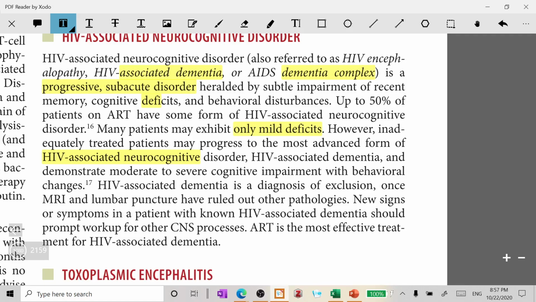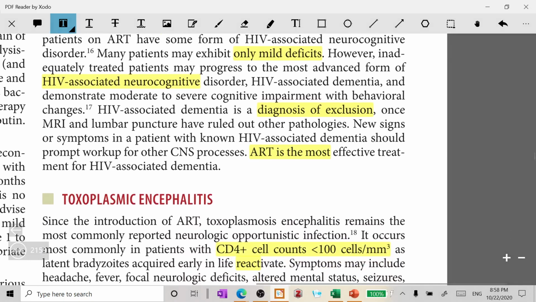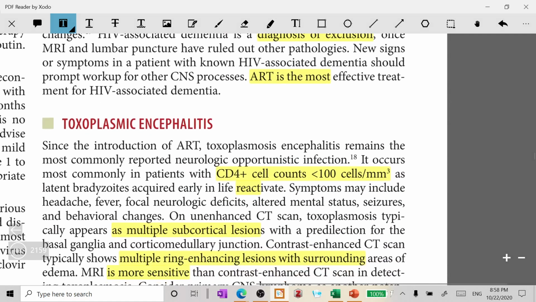HIV associated dementia is a diagnosis of exclusion. There are no particular criteria for this, and it is always at the bottom of the list. Once MRI and lumbar puncture have ruled out other pathologies, then we consider it last. New signs or symptoms in a patient with known HIV associated dementia should prompt workup for other CNS processes. ART is the most effective treatment for HIV associated dementia, so you need to ramp up your ART treatment and make sure that the patient is compliant with the treatment.